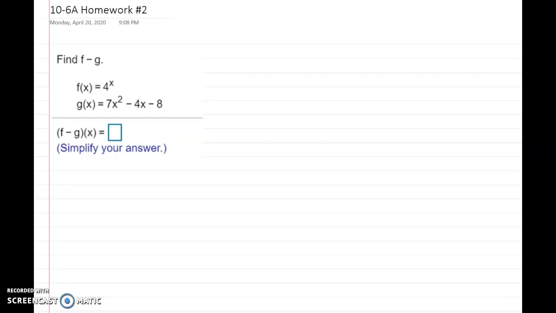So we have 4 to the x minus 7x squared minus 4x minus 8. And I didn't put the 4 to the x in parentheses. Now there's nothing to do inside of these parentheses for sure.